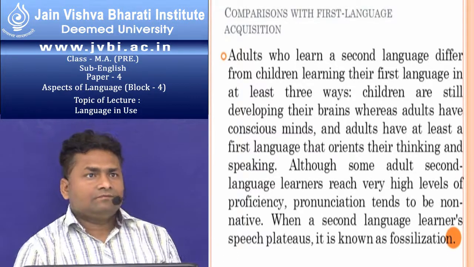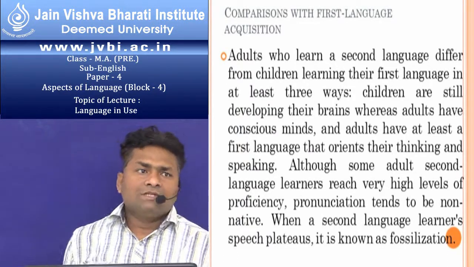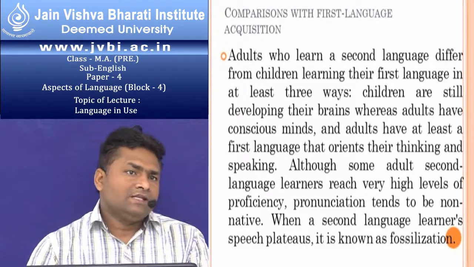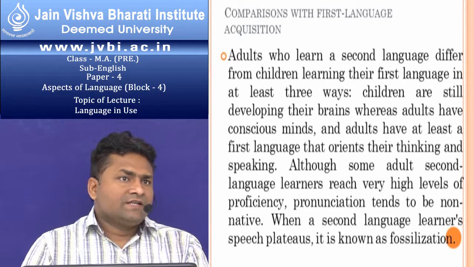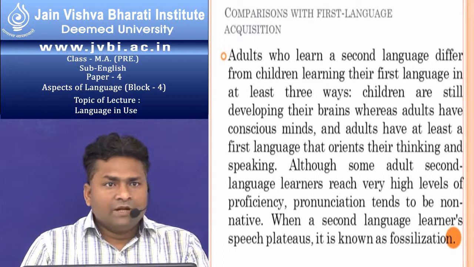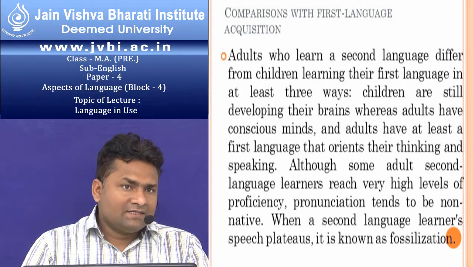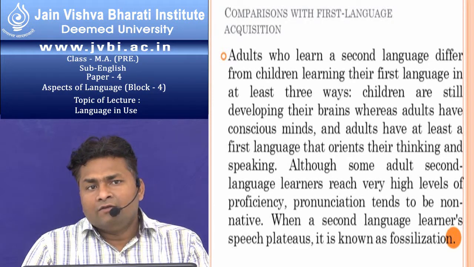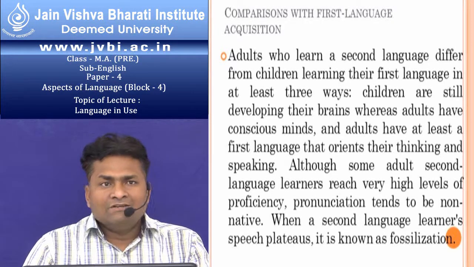Adults who learn a second language differ from children learning their first language in at least 3 ways. Children are still developing their brains, whereas adults have conscious minds. And adults have at least a first language that orients their thinking and speaking. You see, learning of a child and learning of an adult are always different.